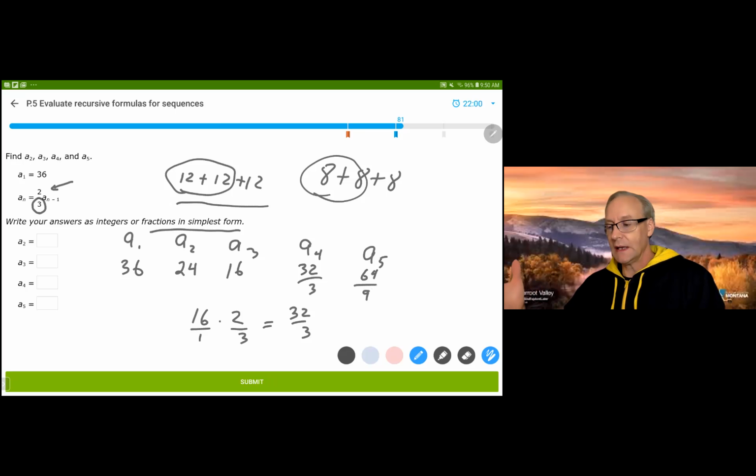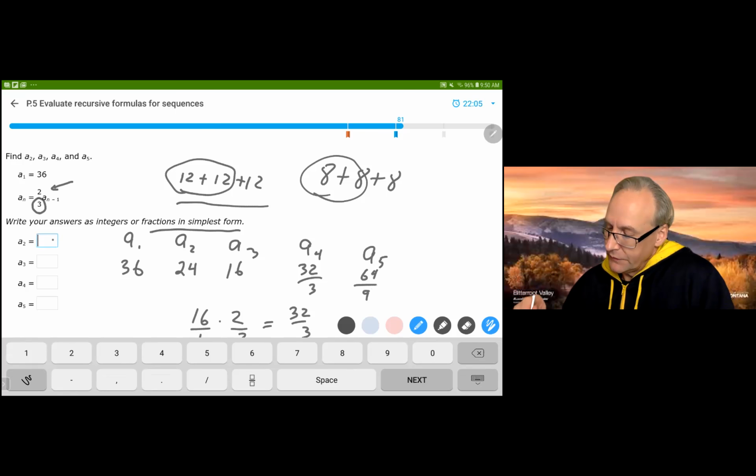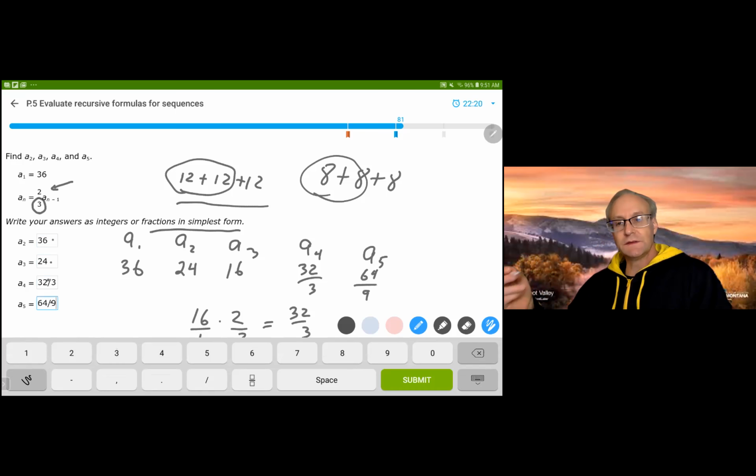So we're multiplying up powers of 2 and powers of 3. And it looks like we've got them all. We've got 36, 24, 32/3, and 64/9. This is called a decay. Well, not exactly, but it's going down 2/3 as big each time. It's a geometric decay. And it's going to get smaller and smaller and smaller. It's never going to quite get to 0 because 2/3 of something is always something, if you think about it. It's going to get smaller and smaller, though.